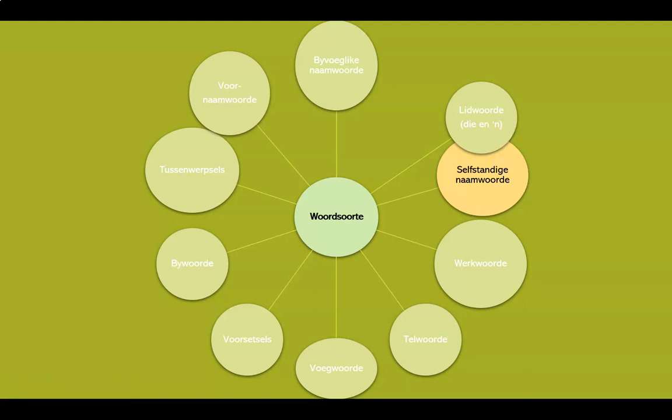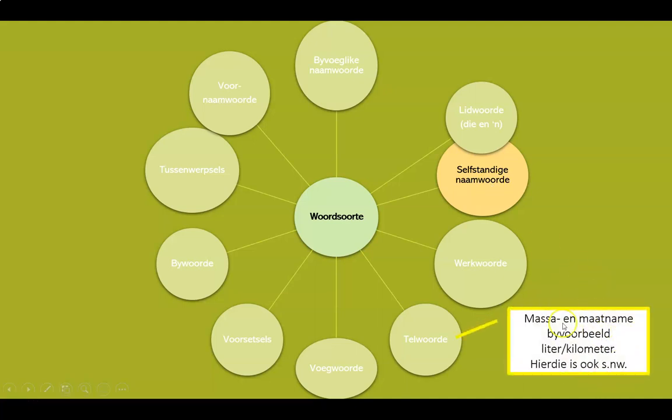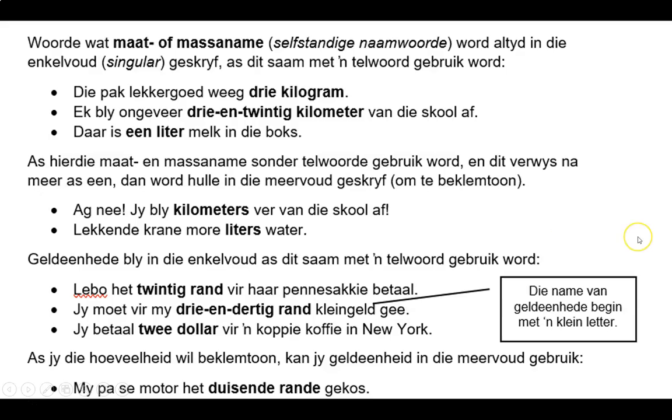can be any dog. When we use selfstandige naamwoorde with a numeral, a telwoord, then we need to remember that the massa or maatnaam, the unit of measurement, does not get a plural. For example, die pak lekker goed weeg 3 kilogram. The packet of sweets weighs 3 kilograms, but in Afrikaans, we do not make it into a plural. So we don't double the M and put an E on, and we don't put an S on.